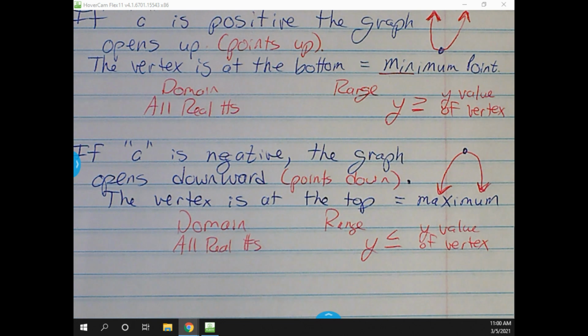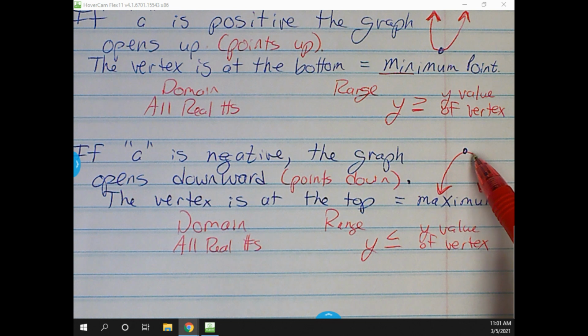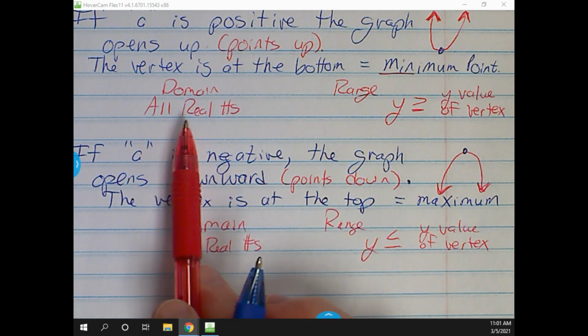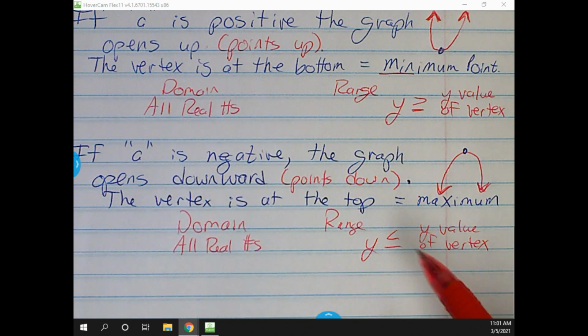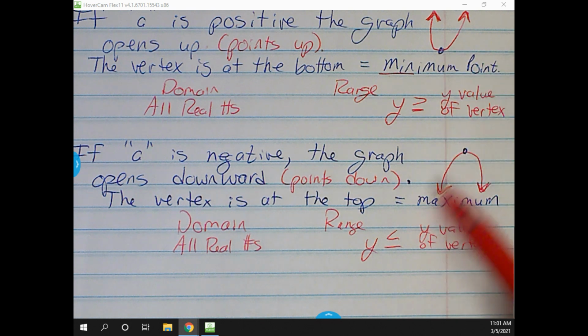Okay, so this is one of those things where with just a couple of pieces of information, there's a lot of stuff in this. The a value tells you the direction of the graph, which also tells you if the vertex is going to be a maximum or a minimum. Based on that, the domain will be all real numbers, and the range is either going to be y greater than this number, if it's pointed up, or y less than this number, depending on the direction the graph goes. So one or two little numbers tell you a bunch of different things about the graph.